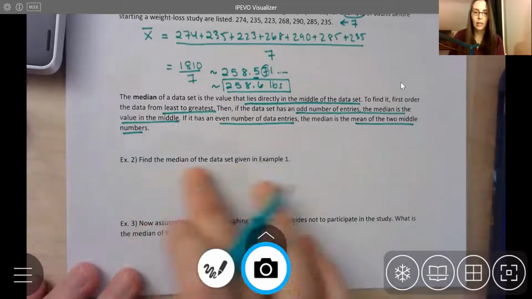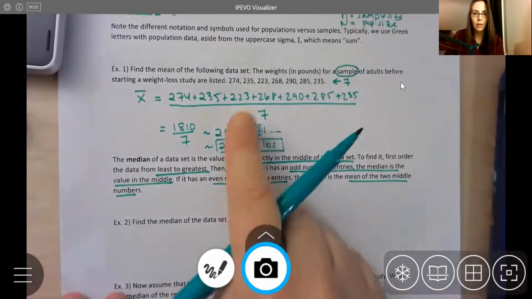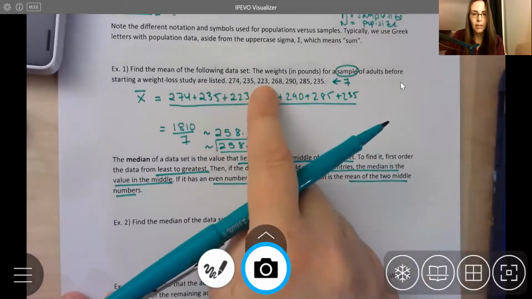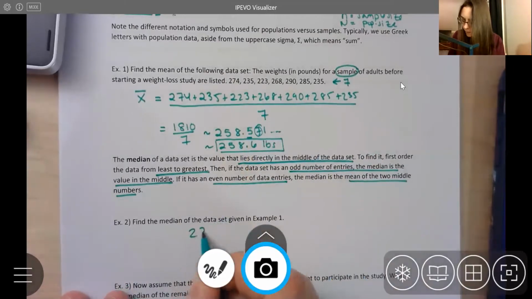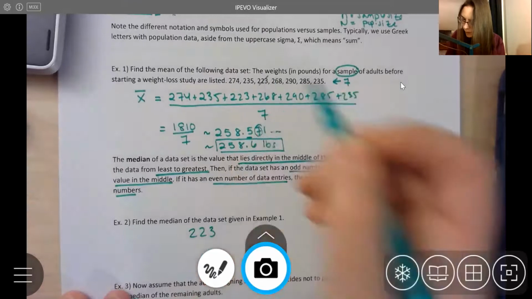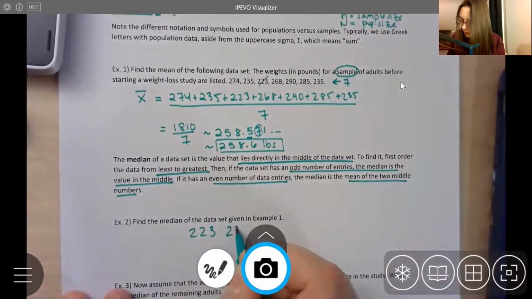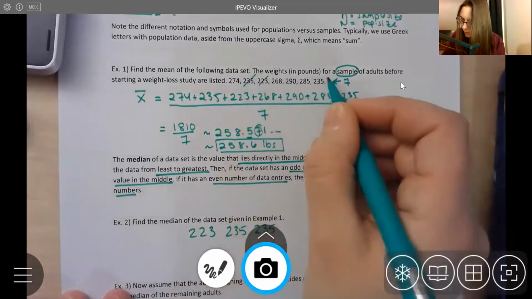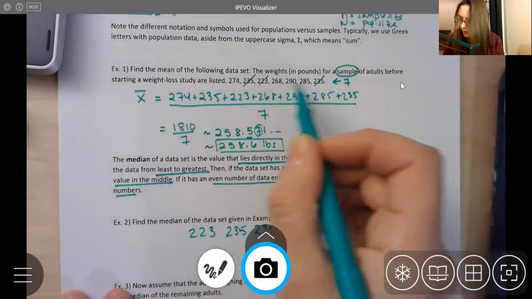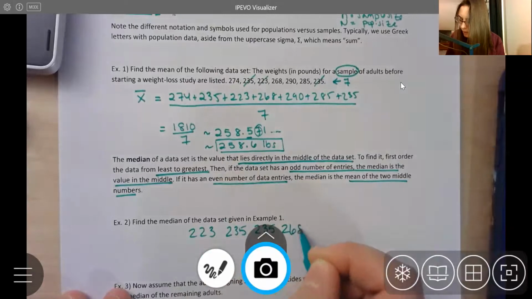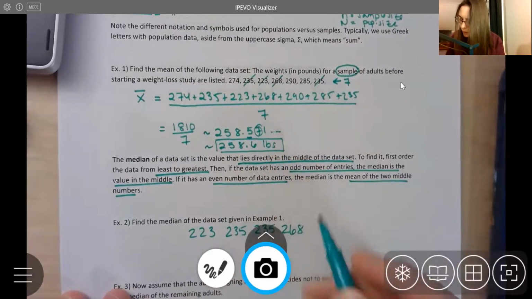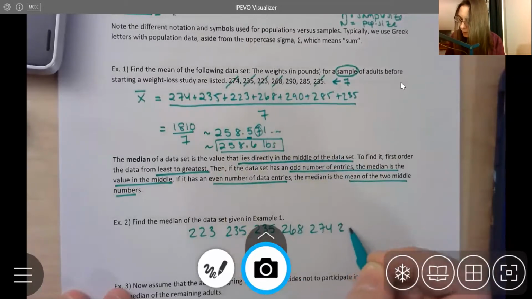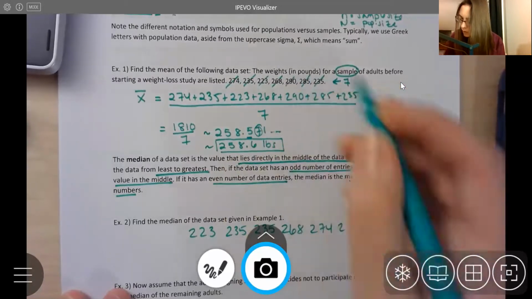So let's do the same thing given this data here. The first thing I need to do is put it in order. So my smallest value looks like 223. And then I have 235 and another 235. I'm just crossing them out to help me stay organized. 268, 274, 285, and then 290.